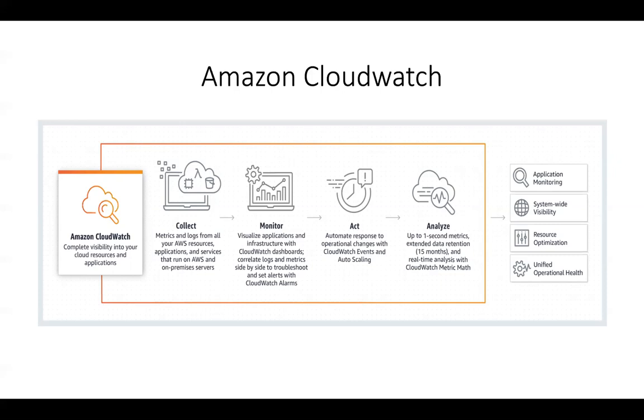And then we can also analyze all of these metrics. So you get 1 second metric analysis. You also get a 5-minute granularity by default. And then if you enable detailed monitoring, you also get 1 minute granularity. And regarding monitoring metrics, you can get up to 1 second metrics, with data retention of 15 months that you can store. And you can also do real-time analysis.